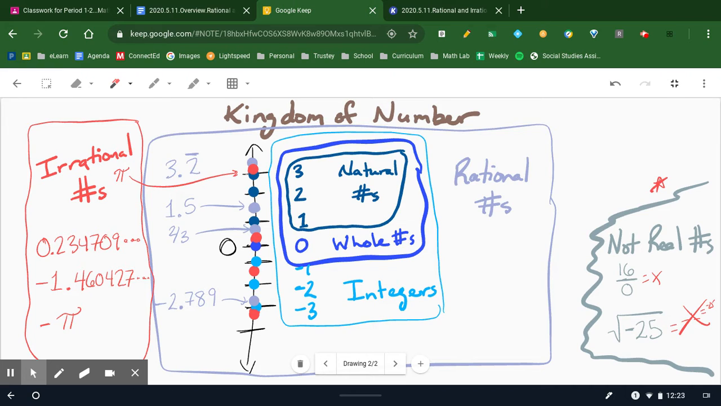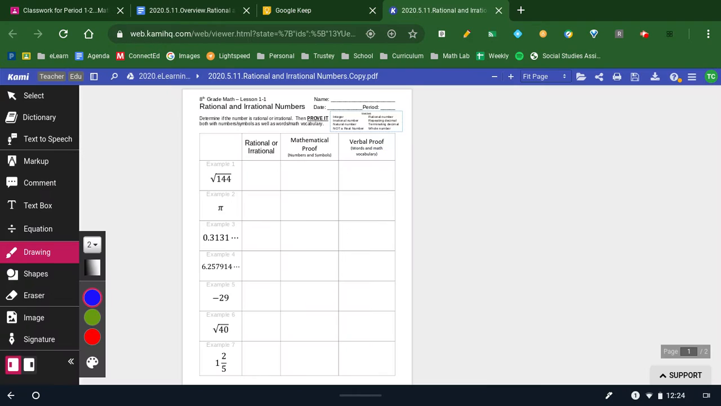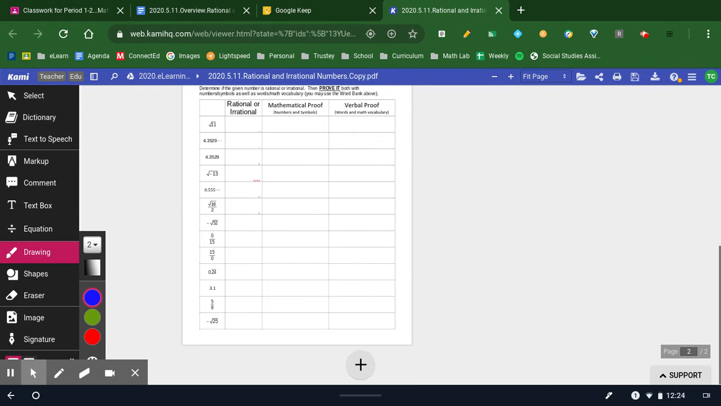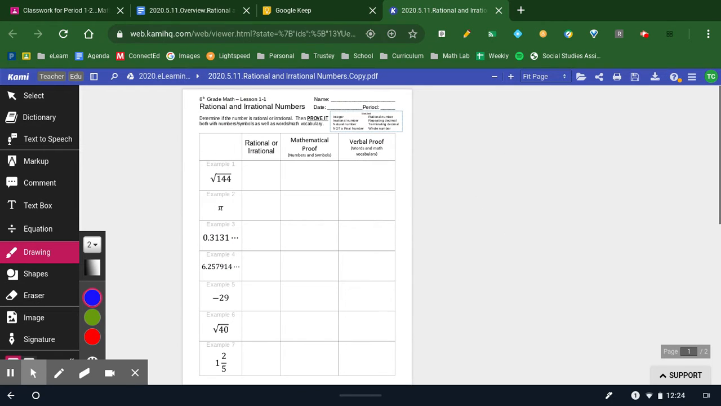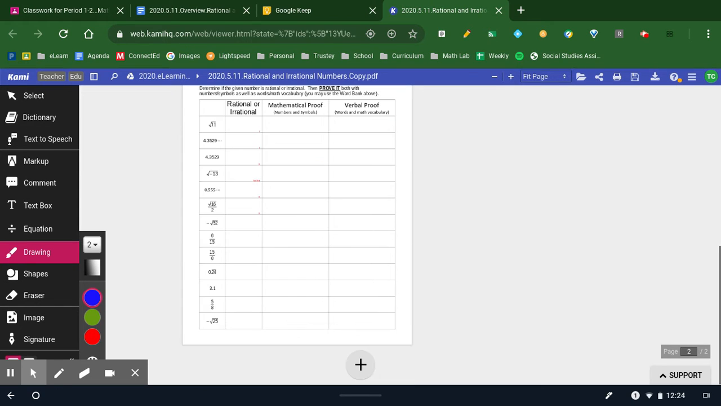But our focus for the next couple years is going to be on real numbers, and today's focus is going to be determining if numbers are either rational and can be written as a ratio, or irrational and cannot. So let's head to today's assignment. Please notice that it has a front page and a back page, but I'm about to do the entire front side with you. So really only the back side is your homework.